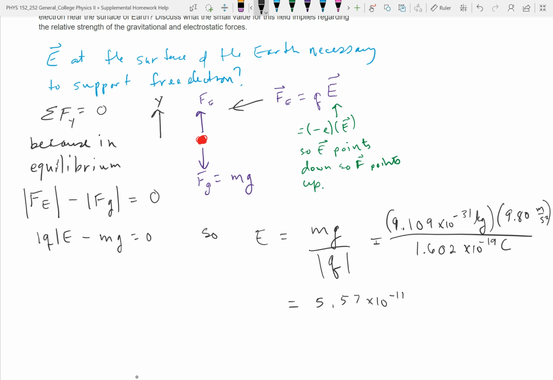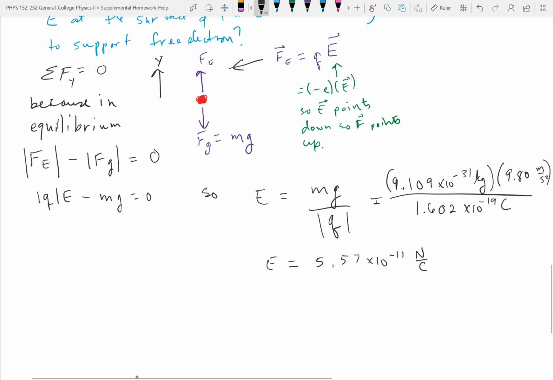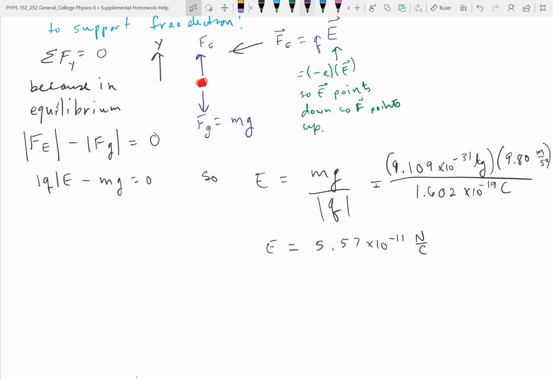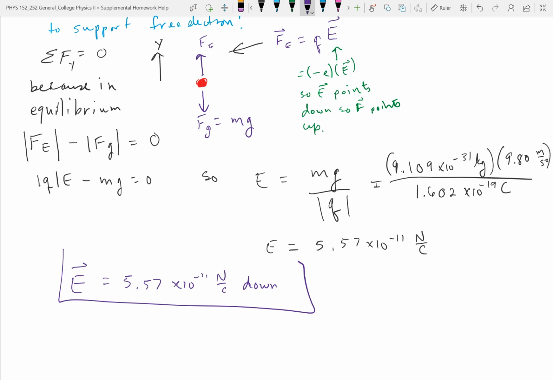And what will the units be? Force divided by charge. Newtons divided by coulombs. Yeah, that's force unit divided by charge. So putting this together, the electric field vector is equal to 5.57 times 10 to the negative 11, right? So there I got the direction, down.